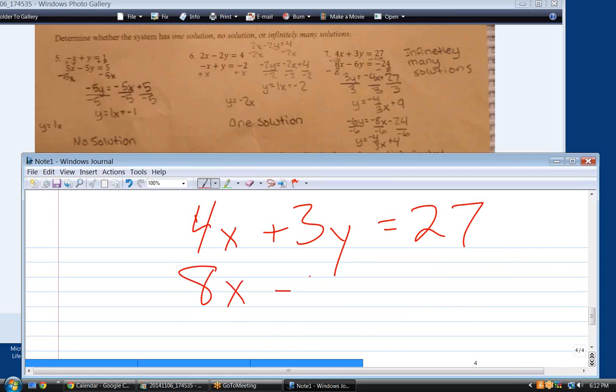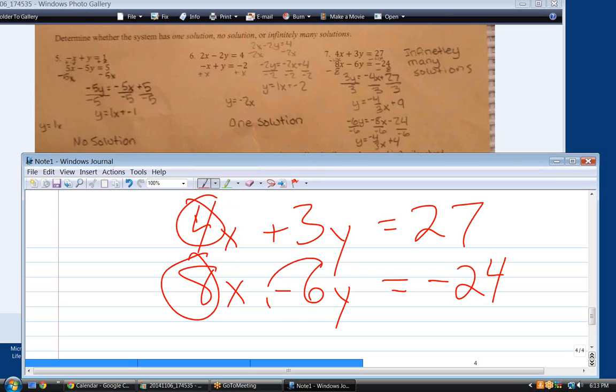And they try to trick you on all of these, make it look like one is a perfect multiple of the other. Again, this is twice that, and this is minus twice that. So we don't have that going on. So let's try to solve it. Okay. What would you do?